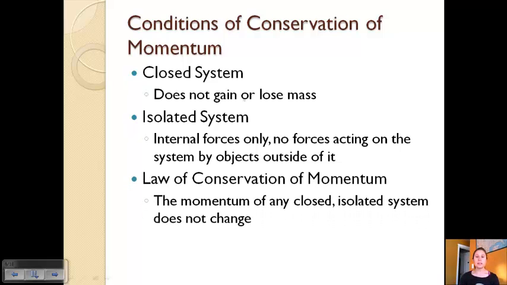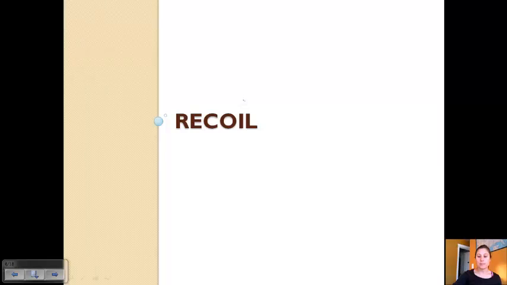So law of conservation of momentum says that the momentum of any closed, isolated system will not change. And so we're going to look at how variables change within that. As long as our momentum final equals our momentum initial, the velocities and things like that can change within that system. And that's what we're going to look at.